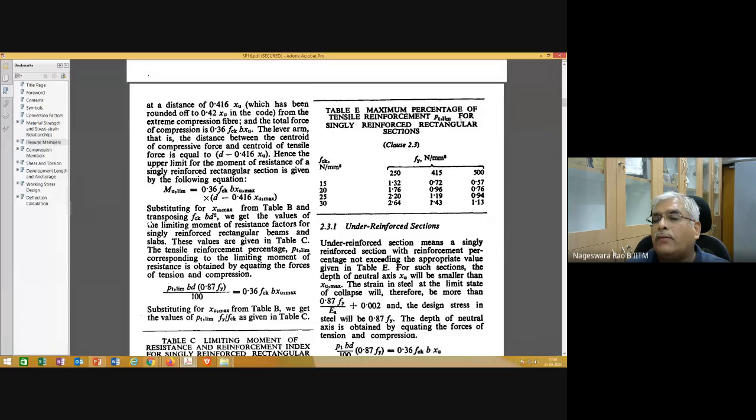Percentage of tension reinforcement for a singly reinforced rectangular section. This is for a balanced section. For a balanced section, for different grades of concrete and different grades of steel, what is the percentage of tension reinforcement? That is what is reproduced here. That is basically coming from this equation.